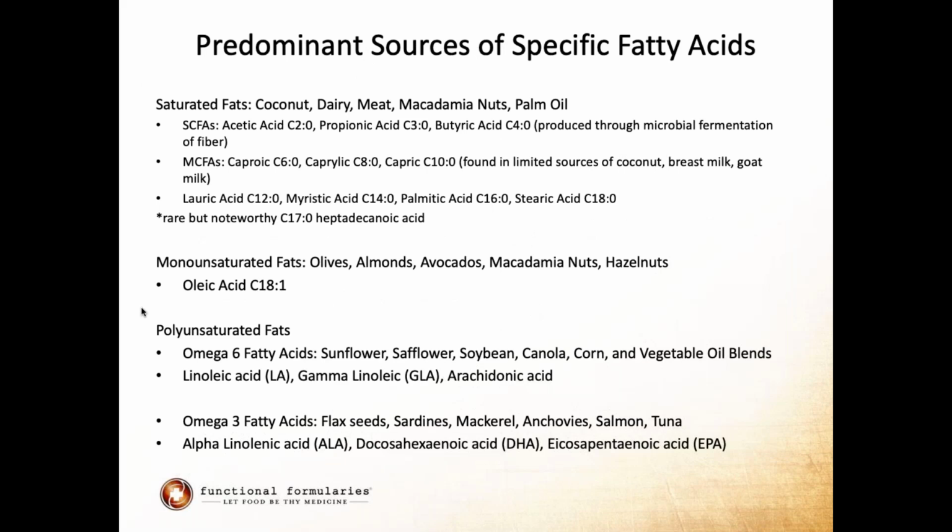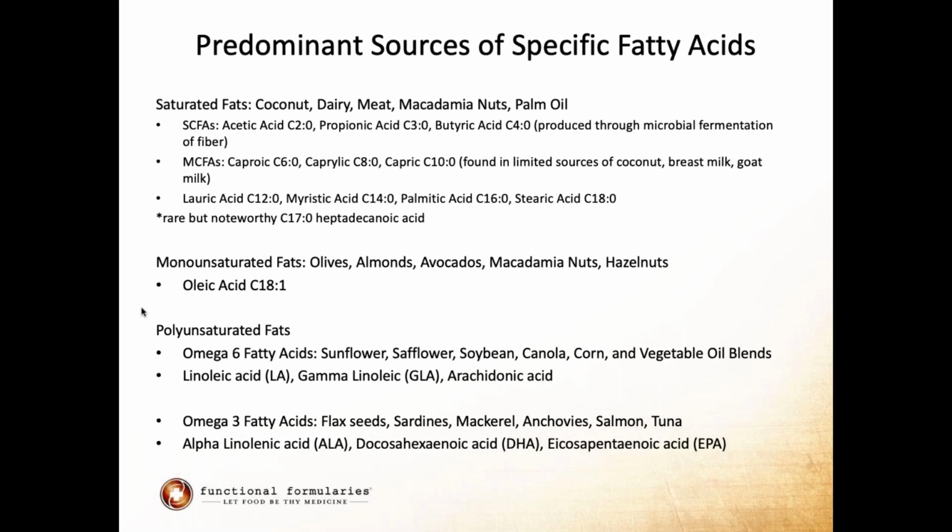Now, as predominant sources of specific fatty acids, the saturated fats you'll see at the top here are predominantly coming from things like coconut or palm oil, and obviously dairy, meat, and then certain nuts. Your monounsaturated fats, again having that one double bond, most often after the 9th carbon, that's why it's an omega-9 if you want to get technical. Those are found in things like olives, olive oil, almonds, obviously avocados and macadamia nuts as big sources of those.